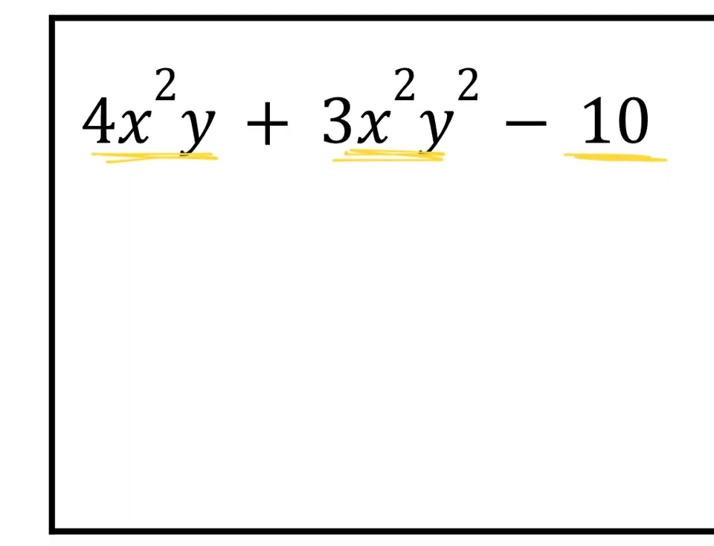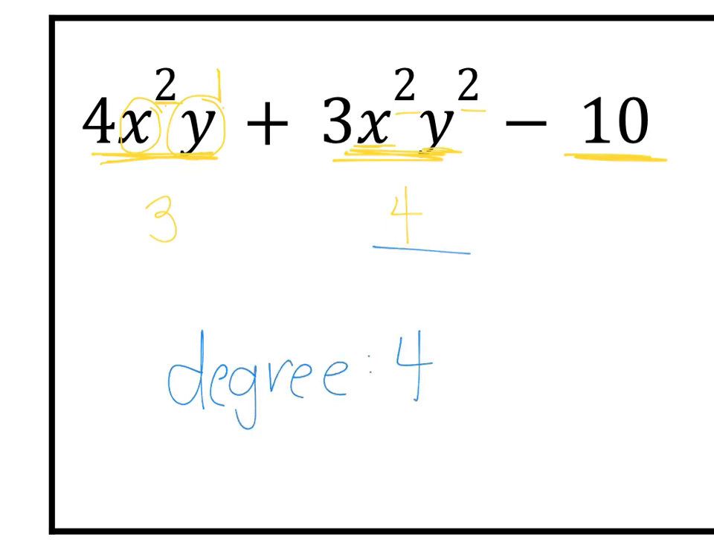So for this first one, we look at all of the variables listed. We have 2 different variables listed. Notice the exponent here is 2, the exponent here is 1. So the total exponent that we would say for this first term would be 3 because this one has 2 and this one has 1. For this one, notice we again have 2 variables. The exponent here is 2, the exponent here is 2, so total for this term it's 4, which means that the degree of this polynomial is 4. The highest exponent is 4.